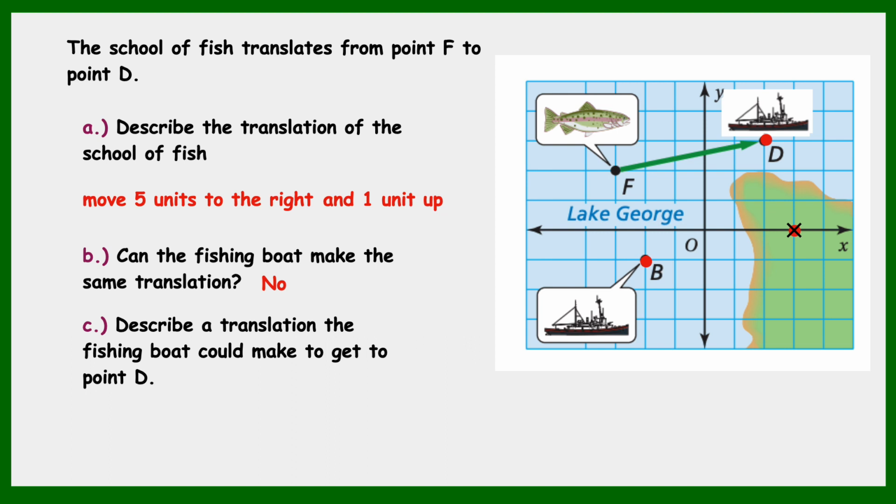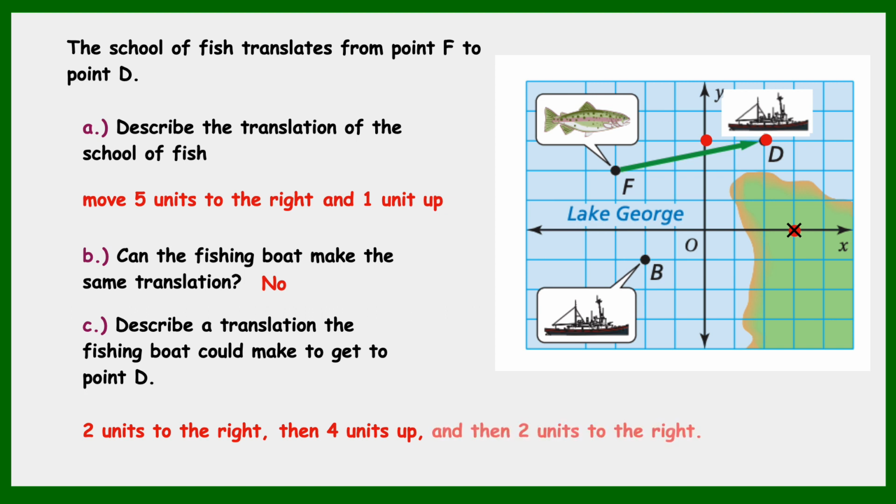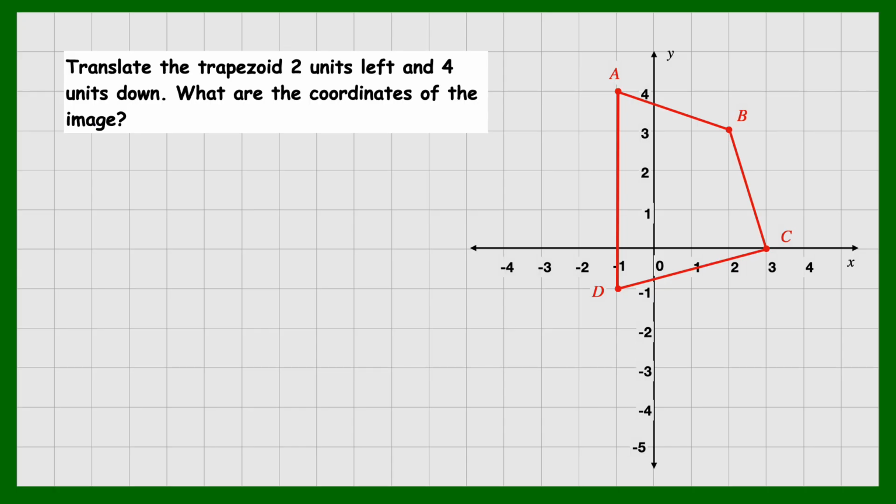Since there are many ways that the fishing boat can reach point D, I will need to choose the path for the purpose of this video. I'm going to start by moving 2 units to the right, then 4 units up. Since I've not reached point D yet, I need to keep translating. So I'll move another 2 units to the right to reach point D and catch some fish.